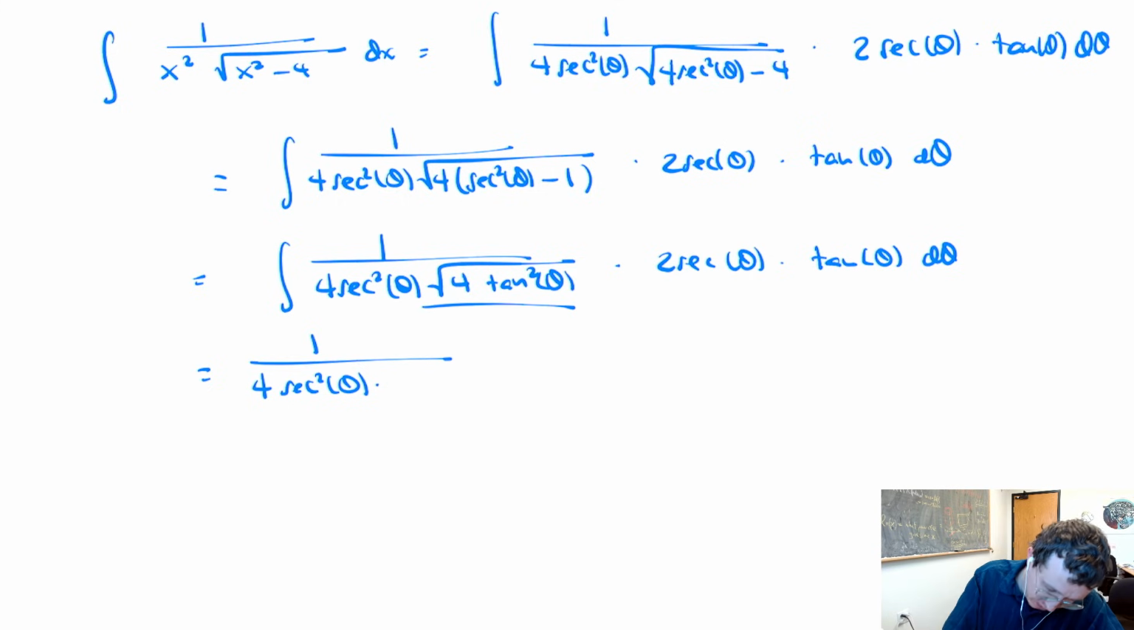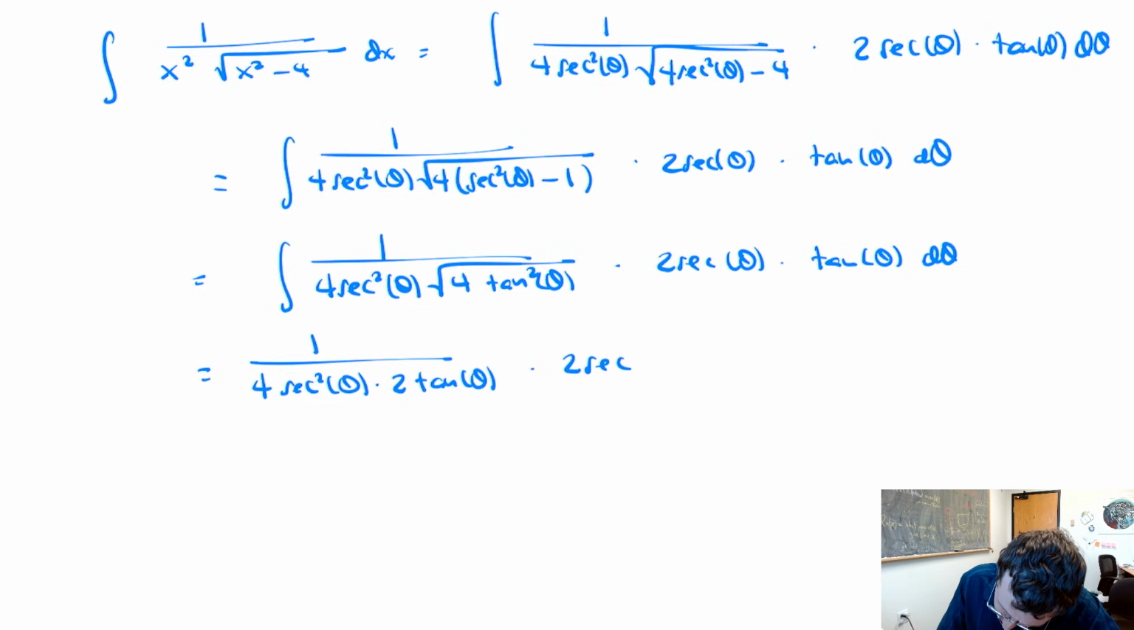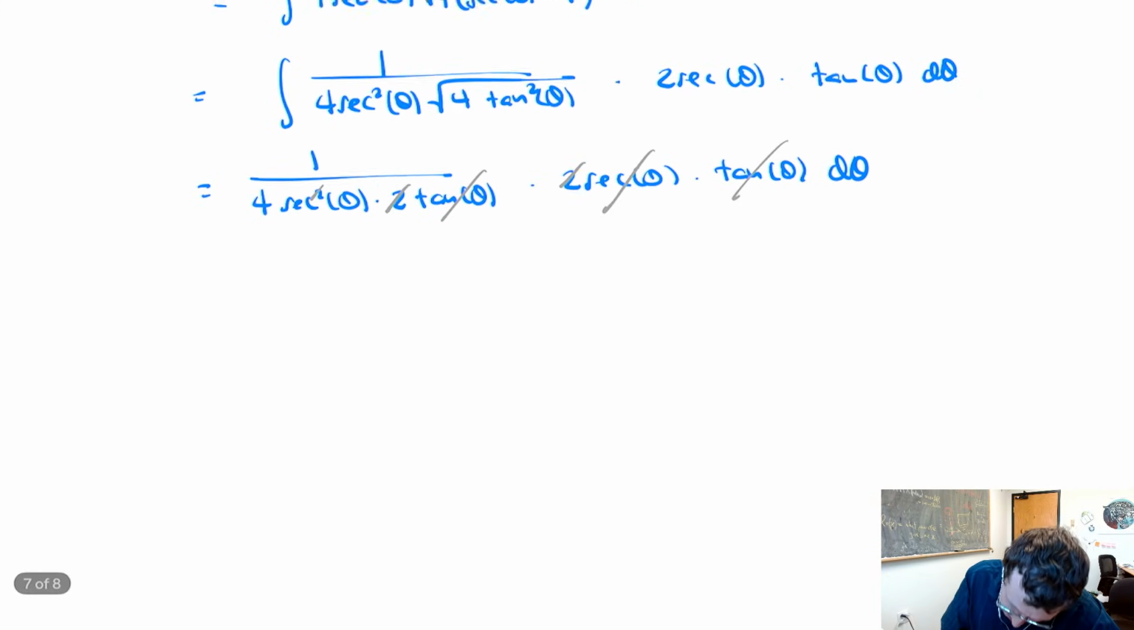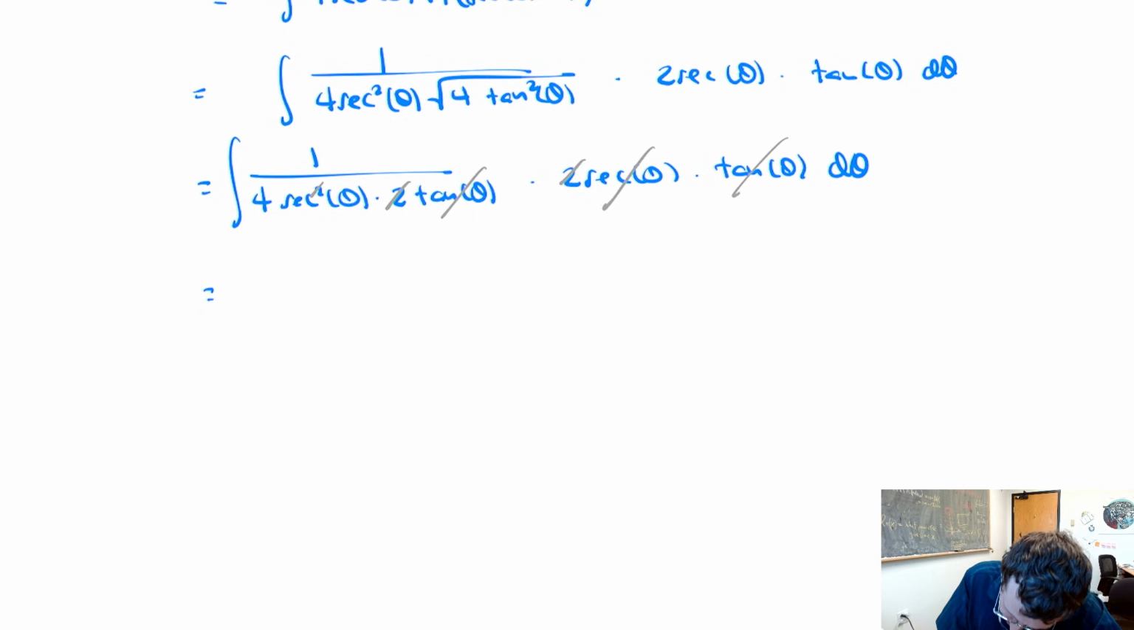And when I square root 4 tangent squared theta, I get 2 tangent theta. And now we finally get to cancel things out. I've got a 2 and a 2, a tangent theta and a tangent theta, and then the secant theta gets to cancel one of the secant thetas. So integral sign, that's important. So I'm left with 1 over 4 secant of theta. That's it. Wow.